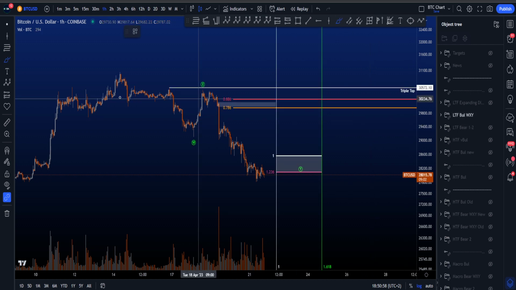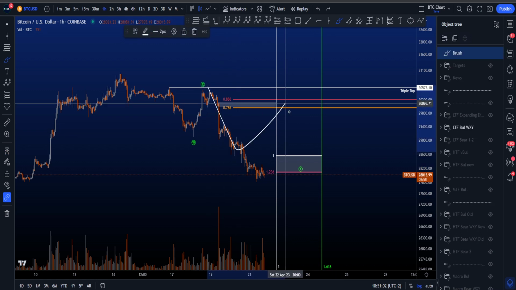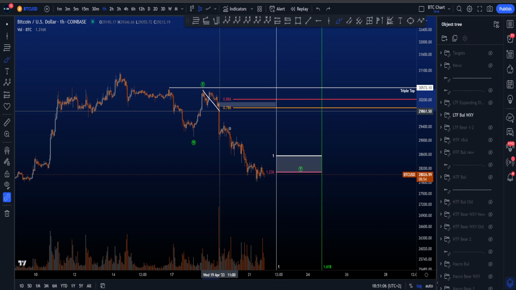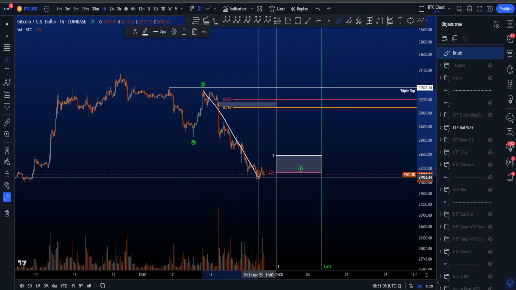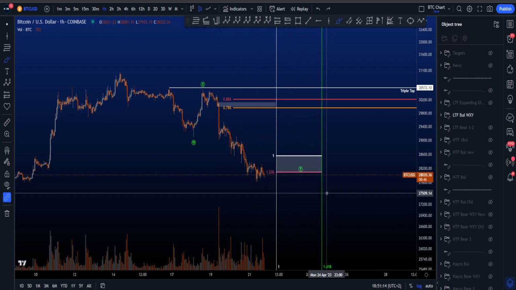We had a WXY over here, with then in wave Y, we were looking for a zigzag structure, basically a 5-3-5. But because this potential first move already retraced so incredibly deep below the 1.236, it's very unlikely this is still a valid scenario.